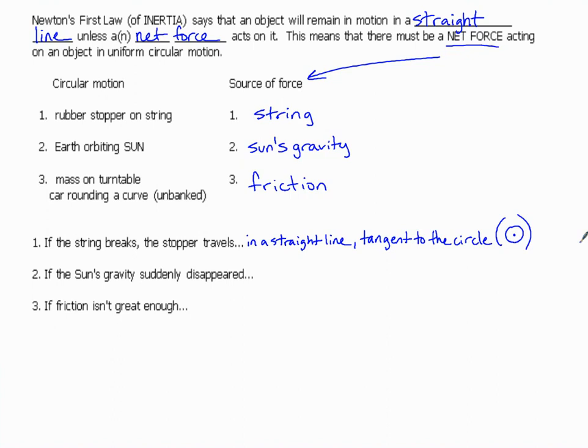What happens if the sun's gravity suddenly disappeared? The inward force is no longer there. Earth would travel into space in a straight line. That straight line would be tangent to the circle.